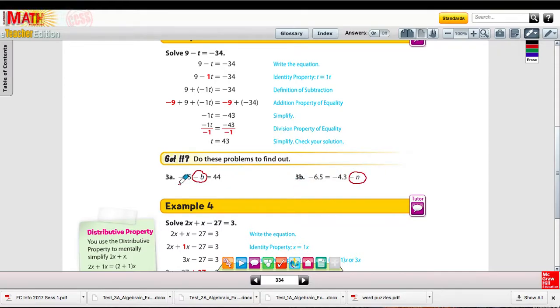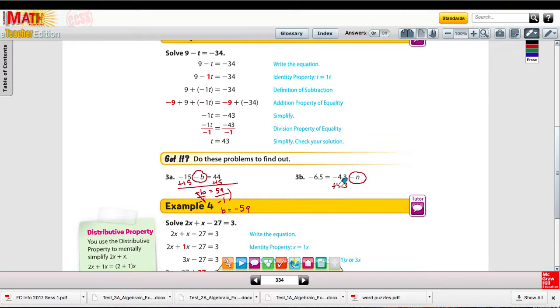To get rid of the 15, we're going to add 15 to both sides. That's pretty easy. We have negative b equals 59, but we don't want to know what a negative b is. We want to know what a positive b is. And how we can get rid of that negative sign is to divide by a negative. A negative divided by a negative is a positive. As long as I do the same thing to both sides, we get b equals 59 divided by negative 1, which is negative 59.